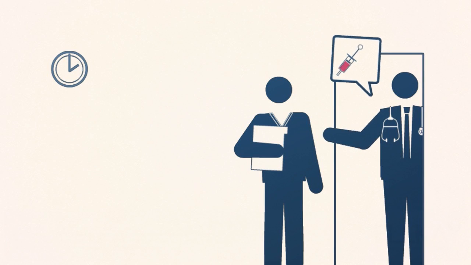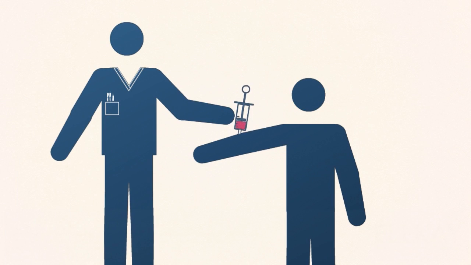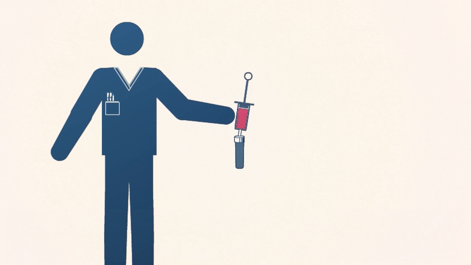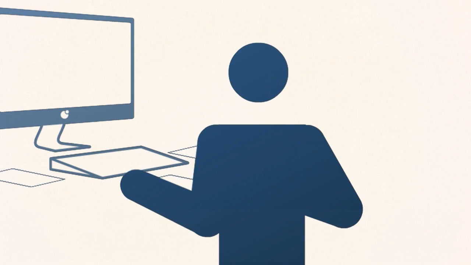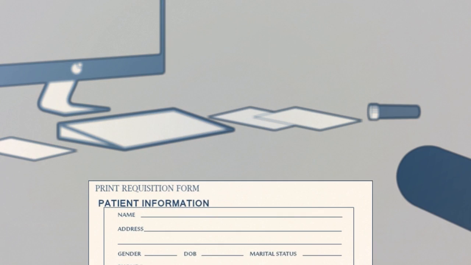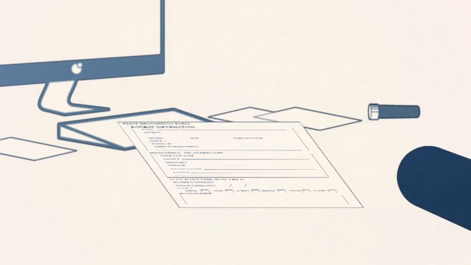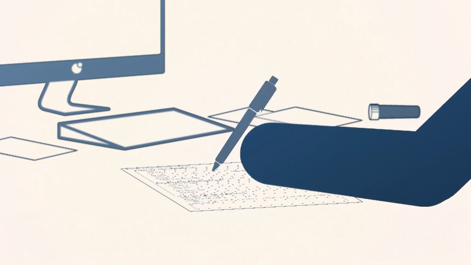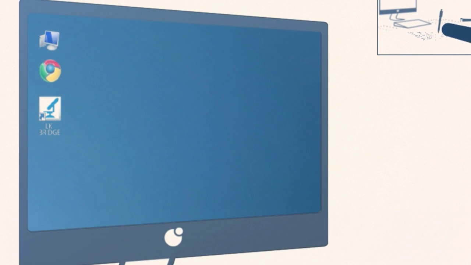Asks the nurse to order a blood test and takes a sample. The assisting nurse will fill out the requisition, starting with patient information, insurance information, and test and specimen details, copying all the information manually. Now let's compare the workflow if the clinic was using LKBridge.